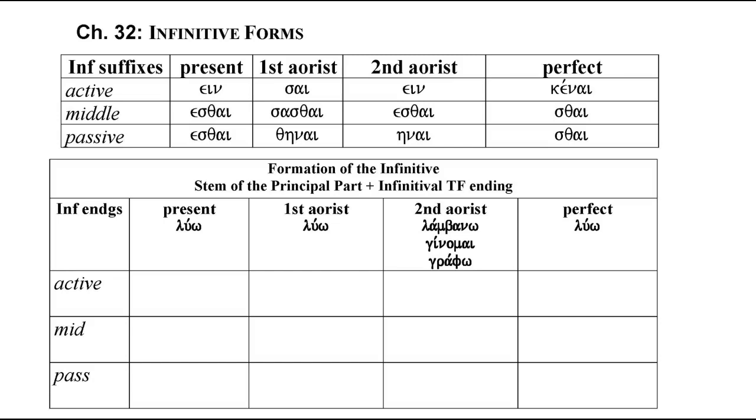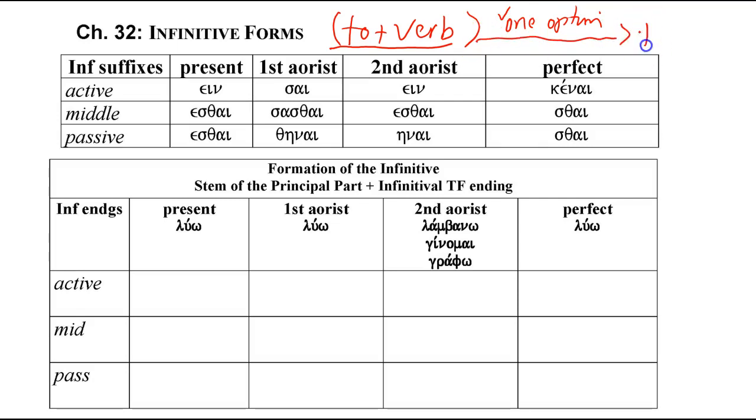The infinitive mood in English is often rendered with the phrase to, and then you have the verb. So whether it's to loose, as in luo, or to run, or to jump, or to fly, the infinitive forms in English are often rendered with the simple translation to plus the verb. But in Greek, while to plus the verb is one option of translation, it's not the best option. Oftentimes, the infinitive forms are translated in English as clauses.